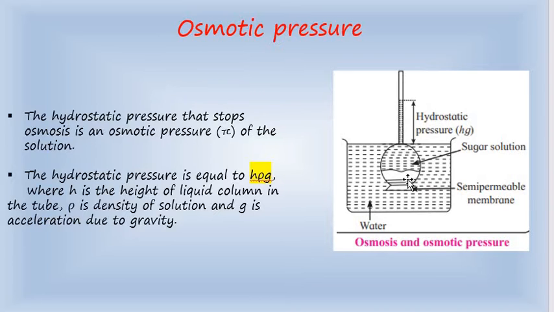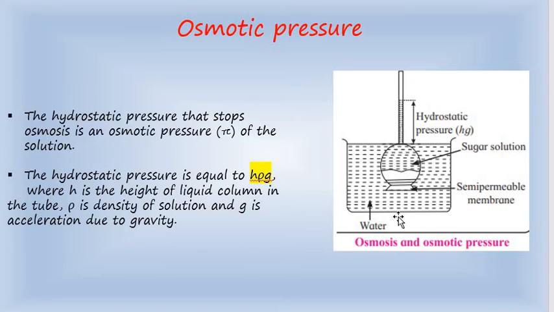Now, what will happen? Some of the solvent passes through the membrane from the container into the thistle funnel, into the solution. The solution level will be higher; the liquid level in the tube will rise. The liquid column in the tube creates hydrostatic pressure that pushes the solvent which has entered the thistle funnel back to the container. The column of liquid in the tube rises and eventually stops rising.